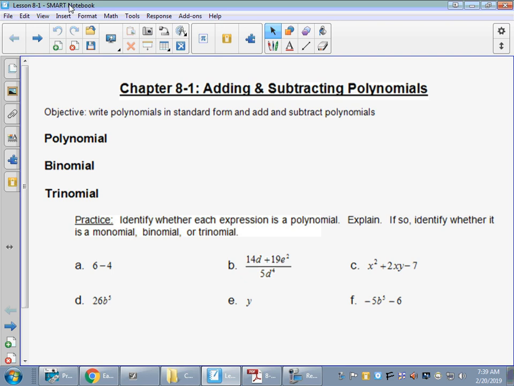And the first section is going to be adding and subtracting polynomials. And that's what we're going to do. We're going to write polynomials in standard form, show you how to do that, and then we're going to show you how to add and subtract them.